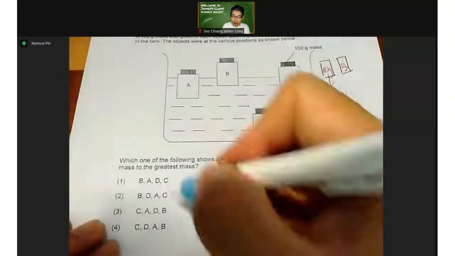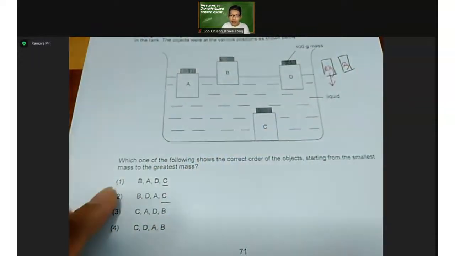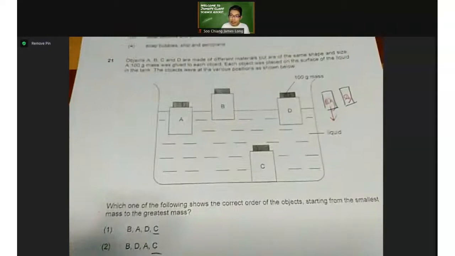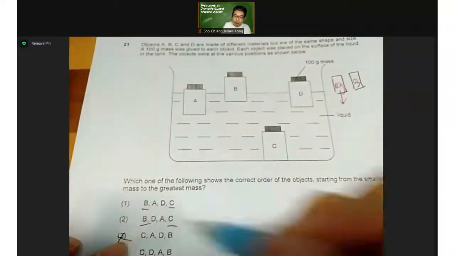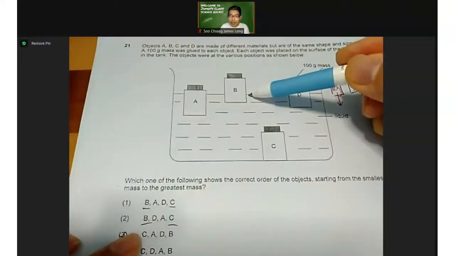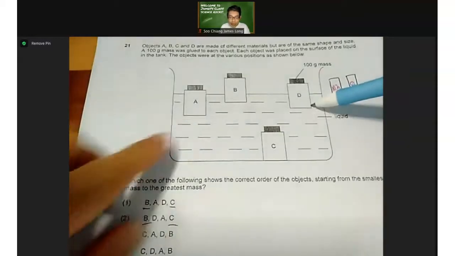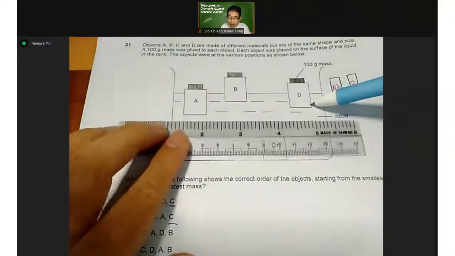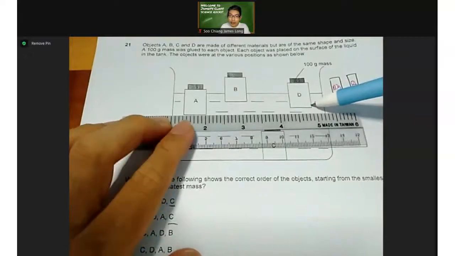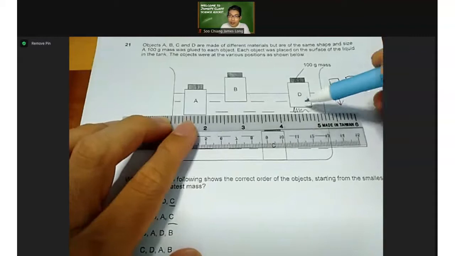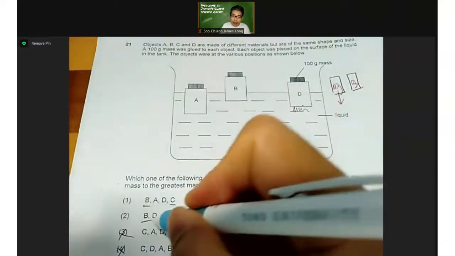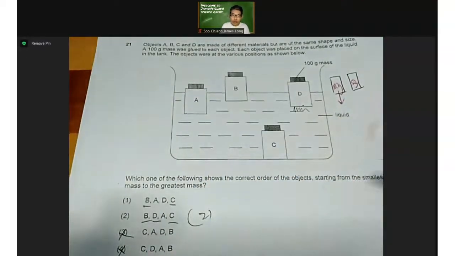That leaves us with only option 1 and 2. So 3 and 4 will be out. And the one with the least mass must be the one that floats the most. So clearly you can see, okay, we have B here, floats the most. So after B, which one floats the most? This one. It is above the water more than this, right? It floats much higher than this. So D will be after B. So the answer is 2 for question 21.